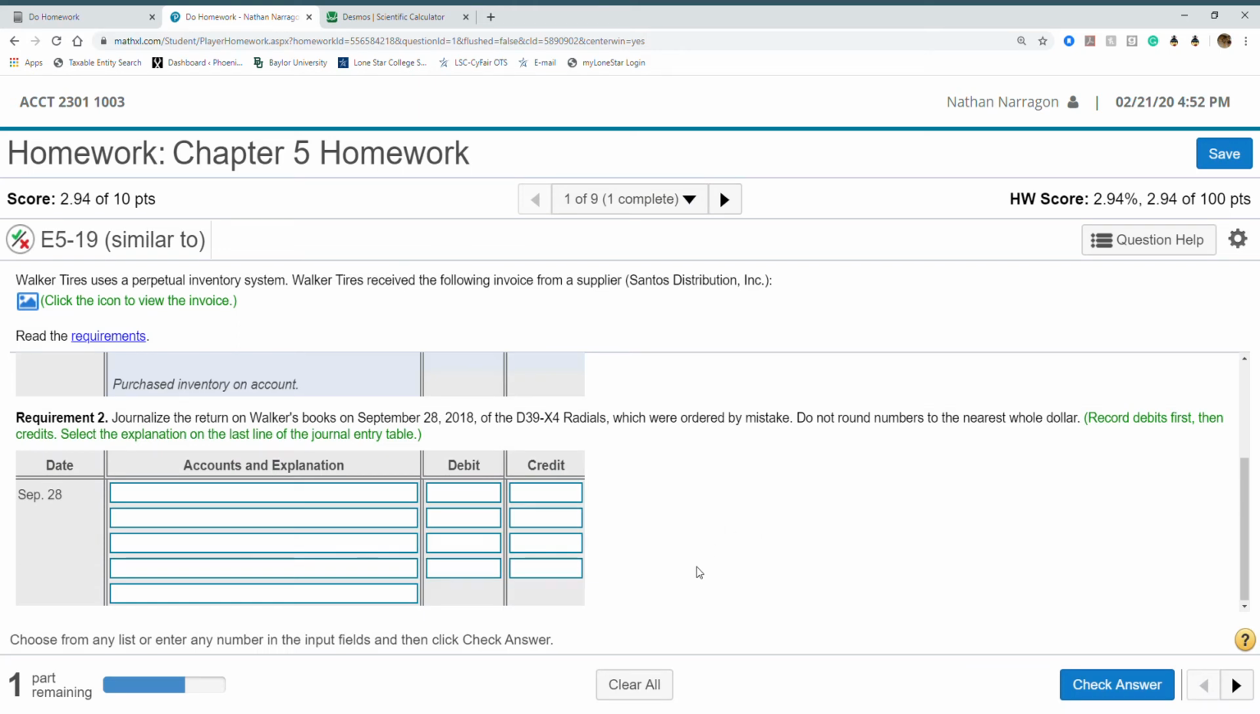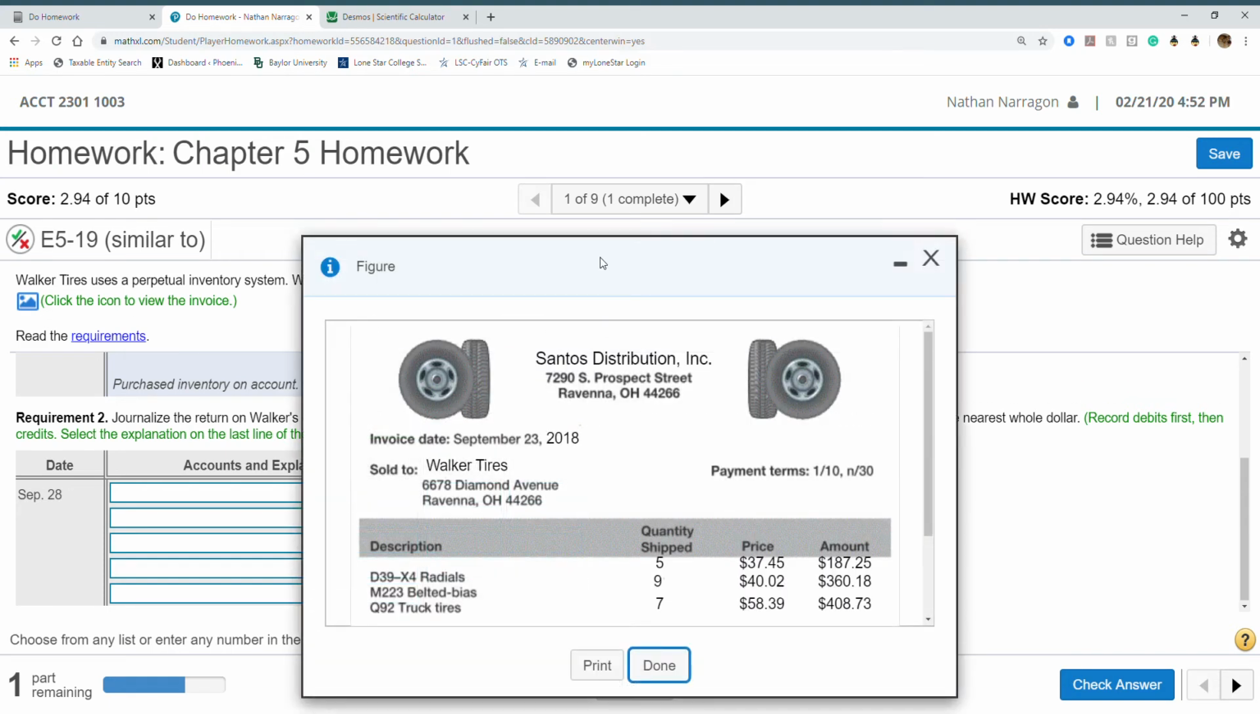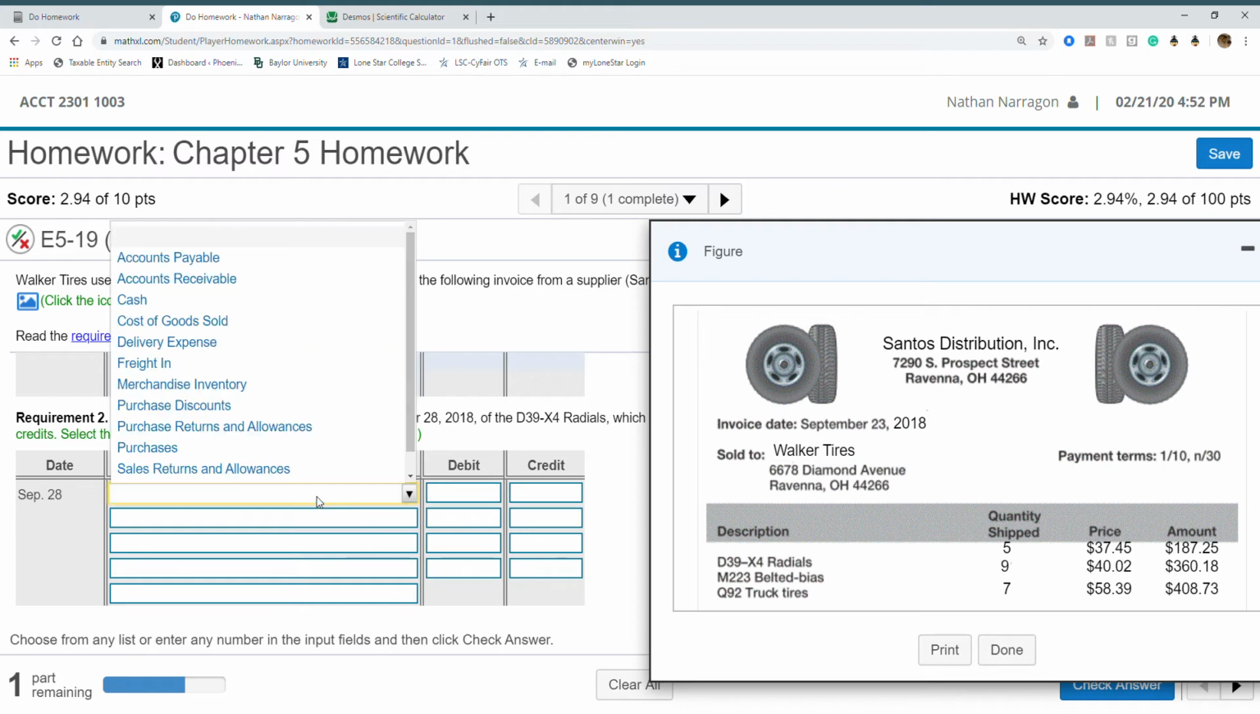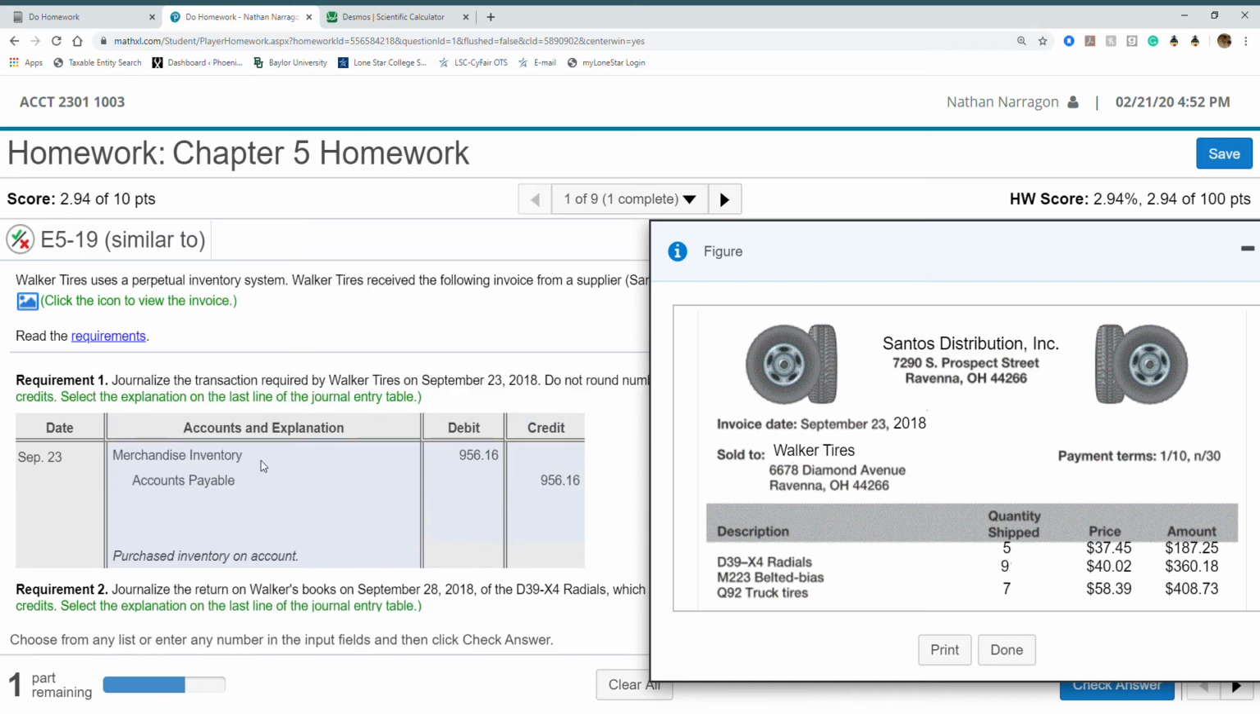Okay. Second one is journalize the return on Walker's books on September 28th of the D39X4 radicals, which happens to be ordered by mistake. Okay. So let's check the invoice. Let's find those radicals. And those happen to be 187.25.